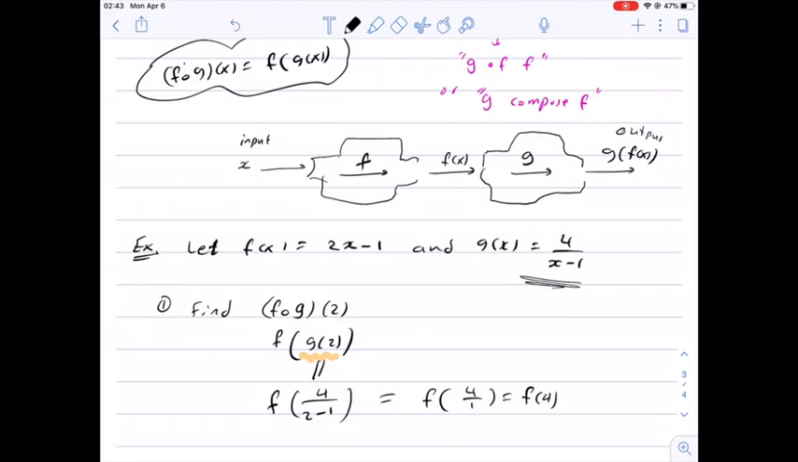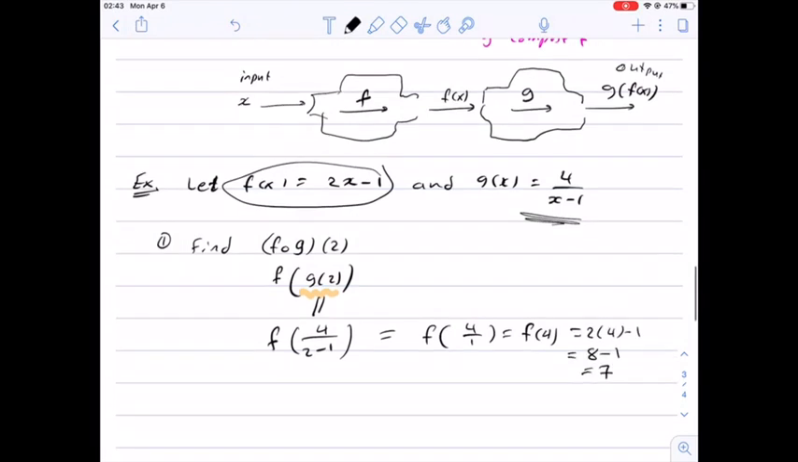Now f of 4, we need to substitute it into the function f. So this is 2 times 4 minus 1. This gives 8 minus 1, which equals 7.